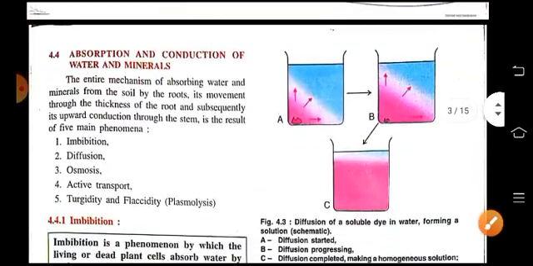Now absorption and conduction of water and minerals we'll learn in our next class.